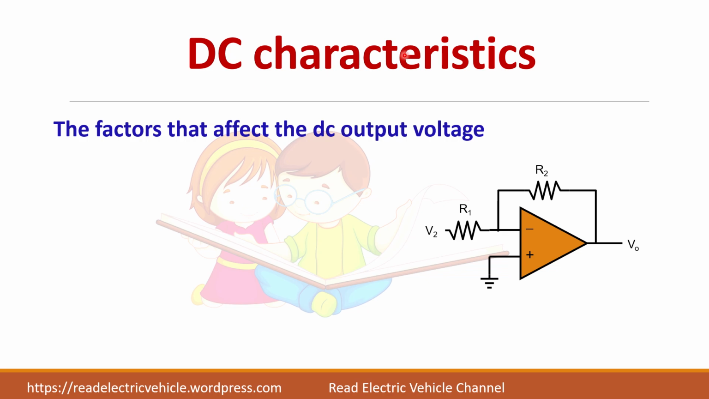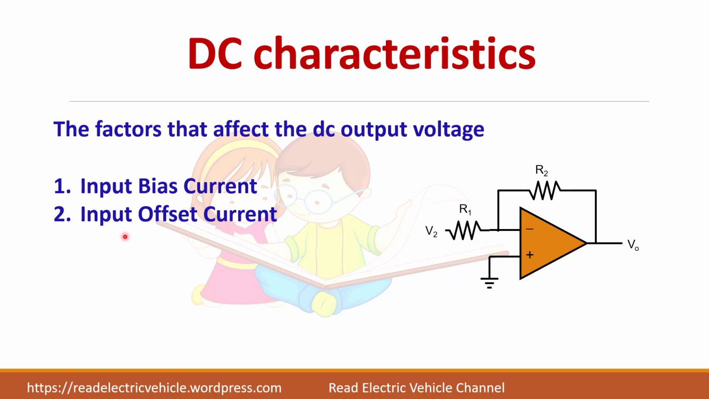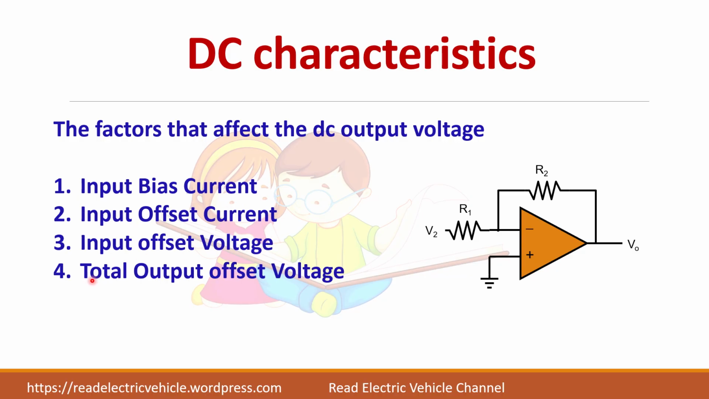So now let us see how an op-amp responds to the DC input. And in the next video, we will see how an op-amp responds to the AC signal. So there are various factors that affect the DC output voltage of an op-amp. The first ones are the input bias current, input offset current, input offset voltage, total offset voltage, and thermal drift. So let us see one by one.